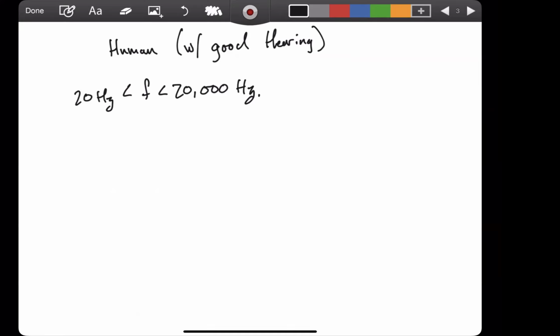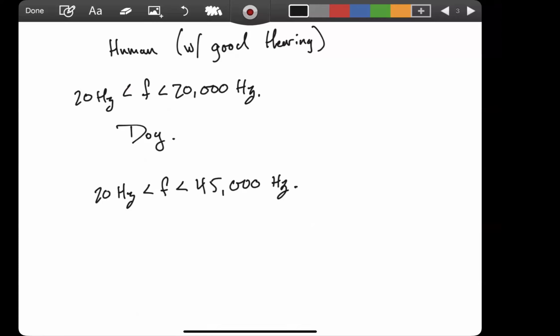Contrast that with something like a dog. A dog can hear from around 20 hertz, same as us, but they can actually hear much, much higher frequencies than we can. They can hear up to about 45,000 hertz. So this is why, if you know anybody who has a dog whistle, when somebody blows it, it doesn't bother you at all, but all the dogs in the neighborhood are just kind of freaking out.